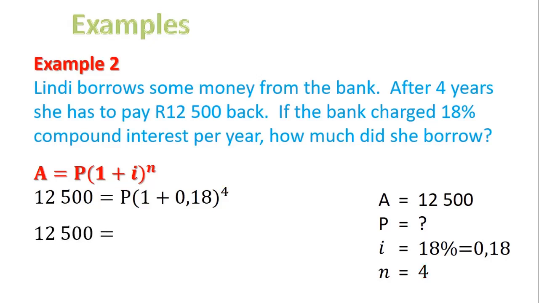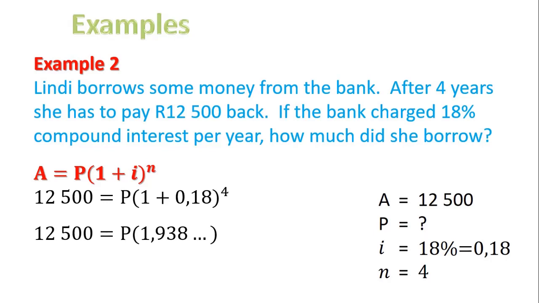12,500 equals P, and now we take 1 plus 0.18 all to the power of 4. We put it in our calculator and we press equals, and we get 1.938, etc.